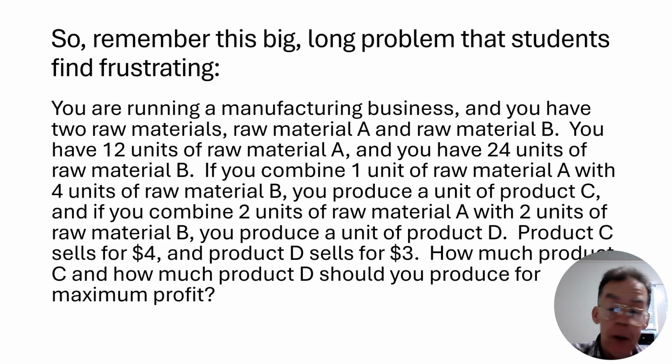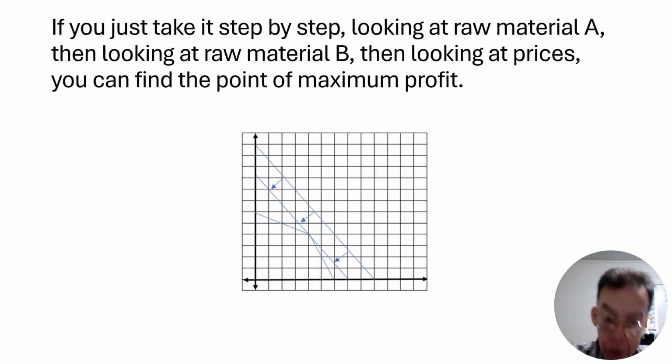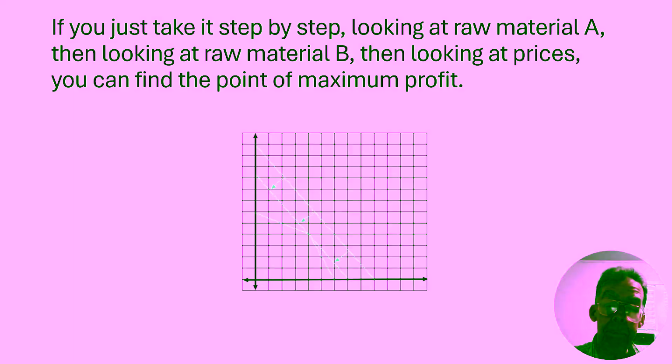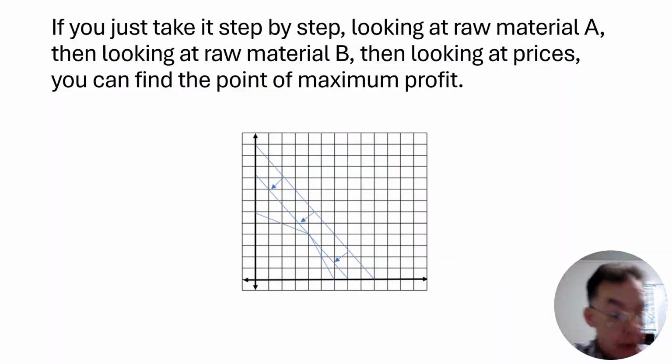So remember this big, long problem that students find frustrating. I'm not going to read through it again, but that's a lot of stuff that we're throwing at students all at once. And students find this very frustrating. The strategy that we as teachers teach is just take it one step at a time. First, you just look at raw material A. Then you just look at raw material B. Then you just look at prices. And finally, you put all of this together.